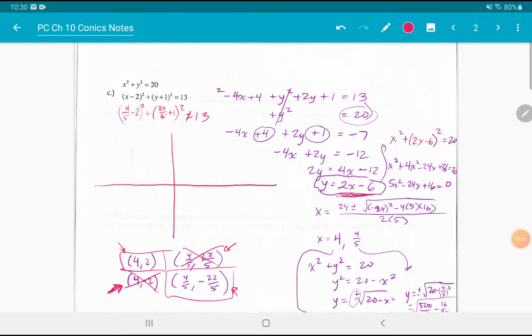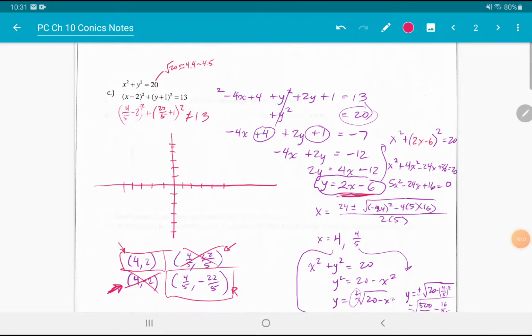Okay, so for our first equation, if we want to find the radius, that's the square root of 20. The square root of 20 is roughly around 4.4, maybe 4.5, somewhere around there. So let's go 1, 2, 3, 4, 5 in each direction.